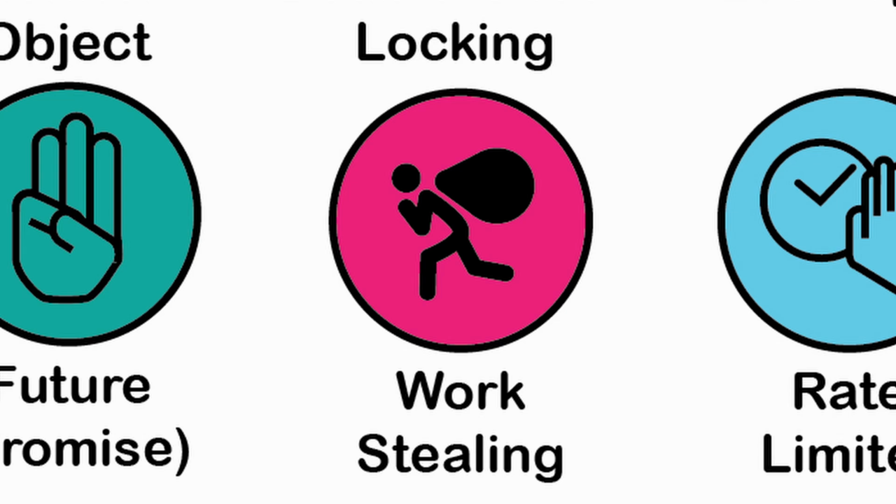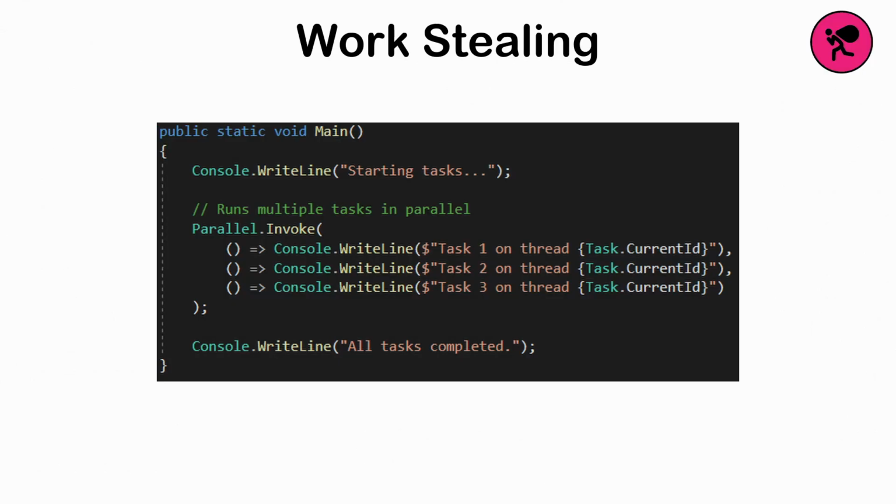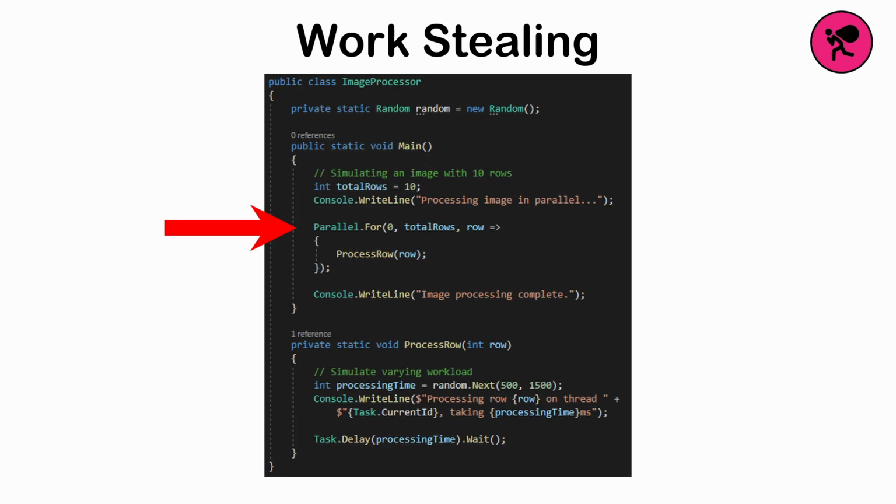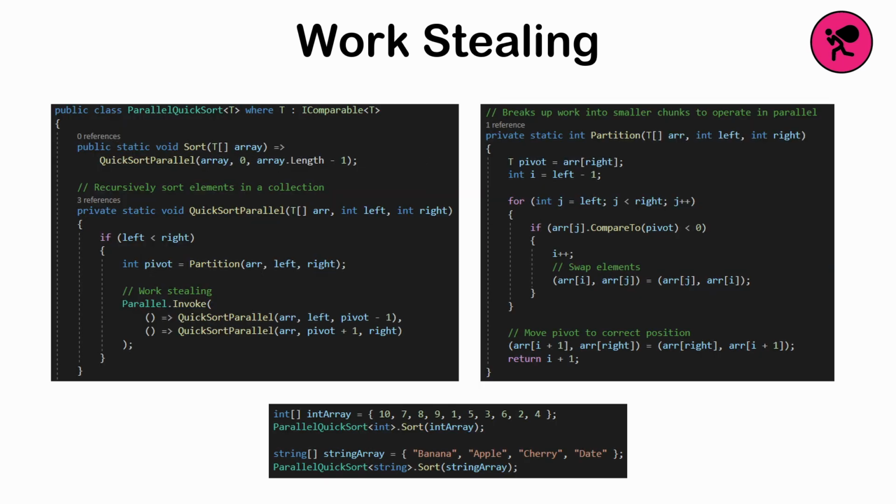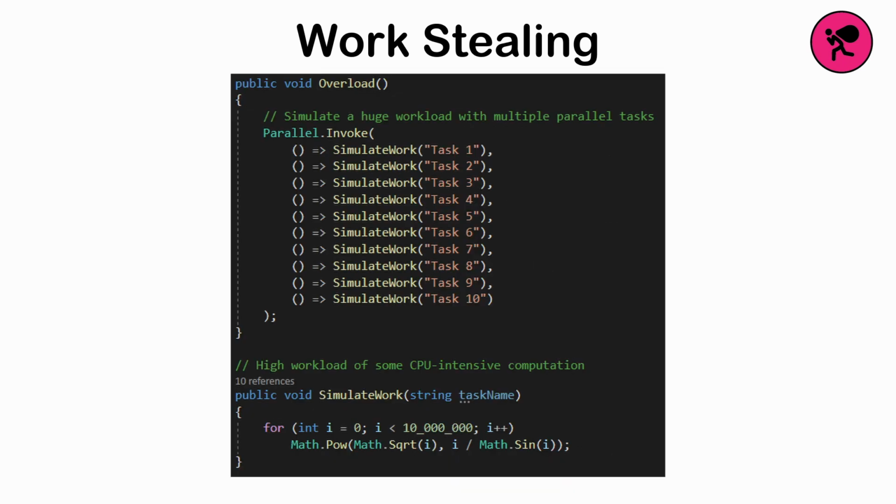The work stealing pattern. A means of maximizing efficiency by redistributing tasks. If one thread has too much work, others can steal tasks from it. This pattern is ideal for dynamic systems with unpredictable workloads, like parallel algorithms. High traffic could result in all threads being overloaded simultaneously, leading to performance issues.